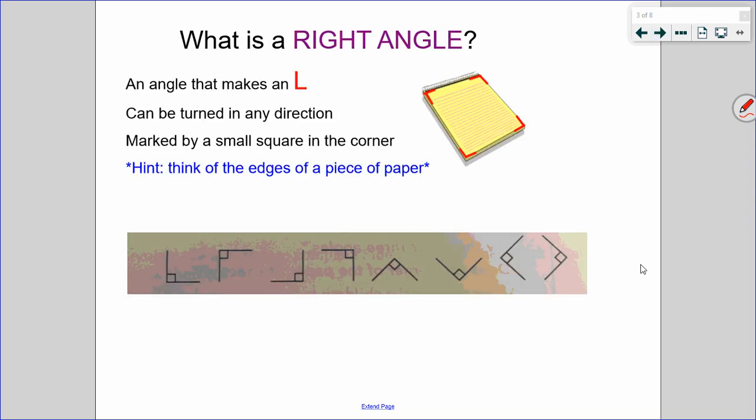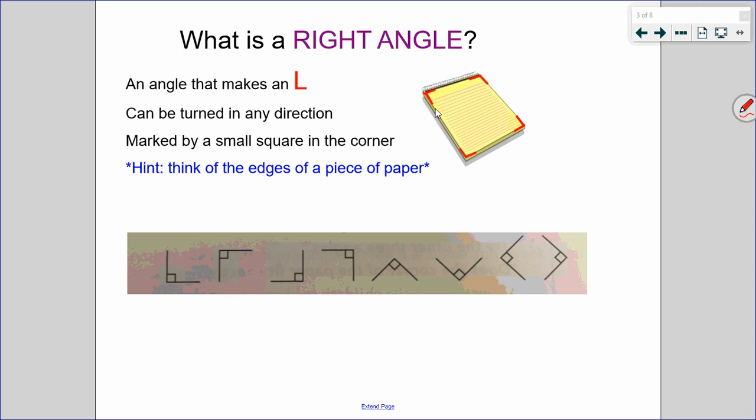So let's take it a step further today and talk about what is a right angle. The simplest way I can remind you or to teach you this is that it's an angle that makes an L, like a giant L. But we have to remember that it can be turned in any direction, not just what we're normally seeing as a capital L, but it can be flipped and turned. We mark it by a small square in the corner. The big hint to take away is to think of the edges of a piece of paper, or if you watch the right angles video, like a picture frame.